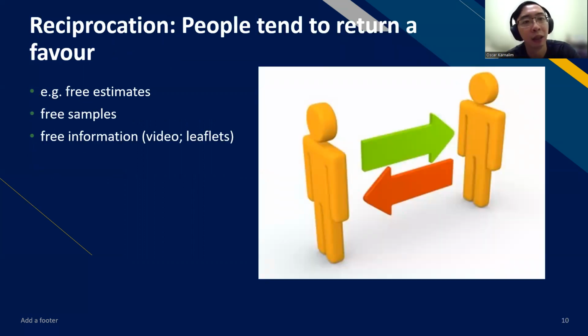So first is reciprocation. People tend to return a favor. So for example, we want to give a free sample or free videos. Usually they tend to give something in return. For example, they will give their email, or maybe they can buy the product.